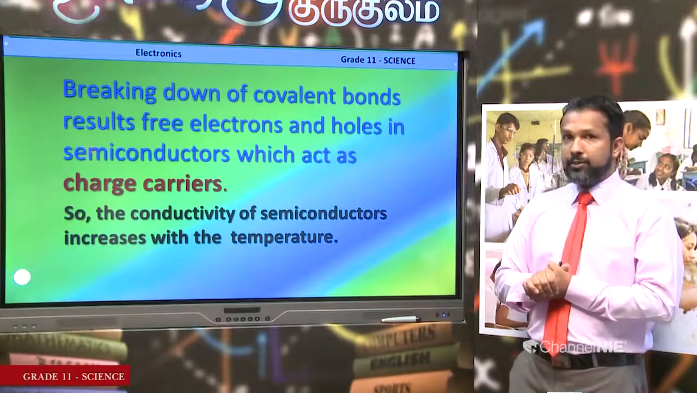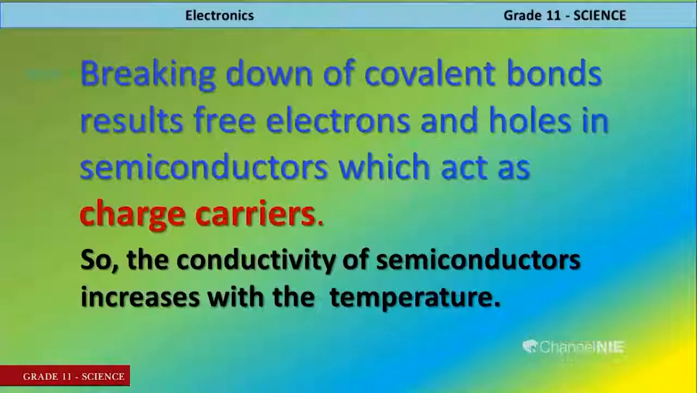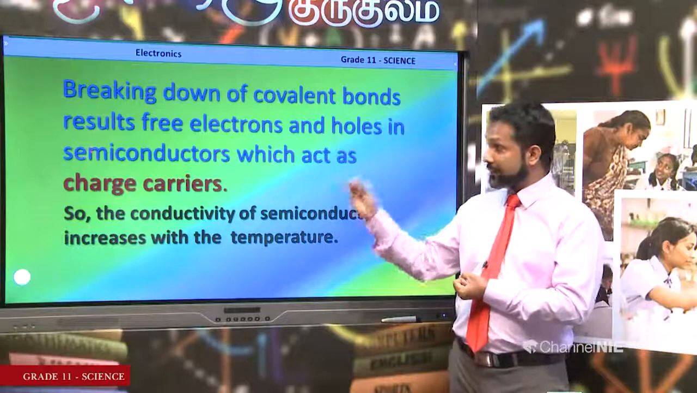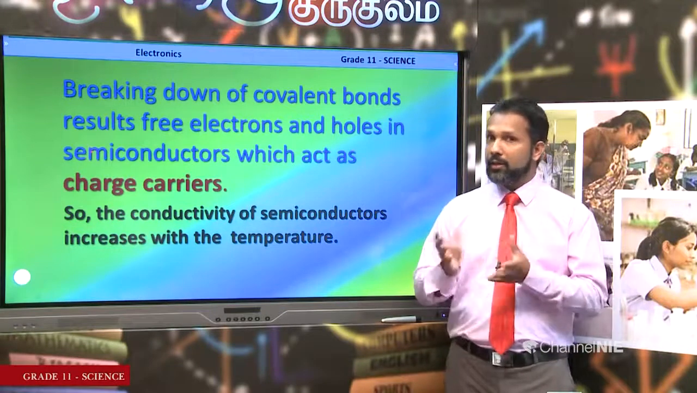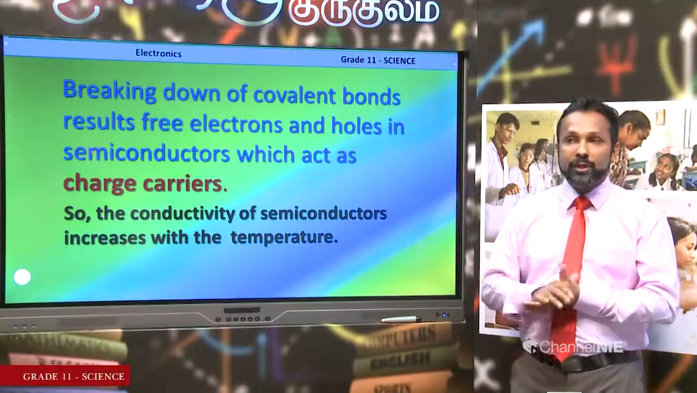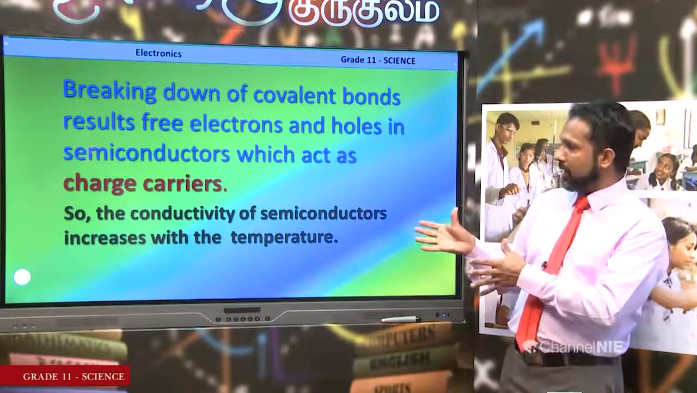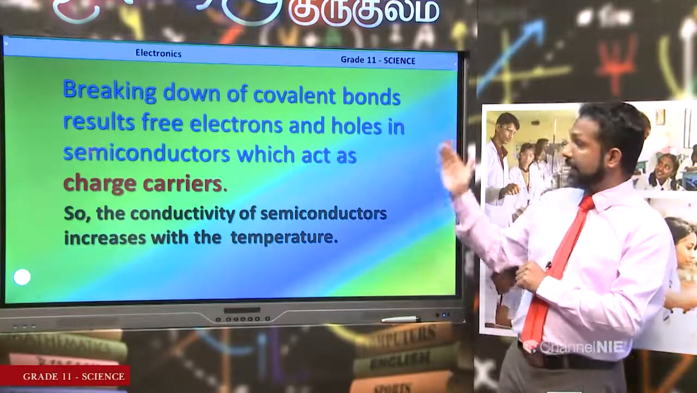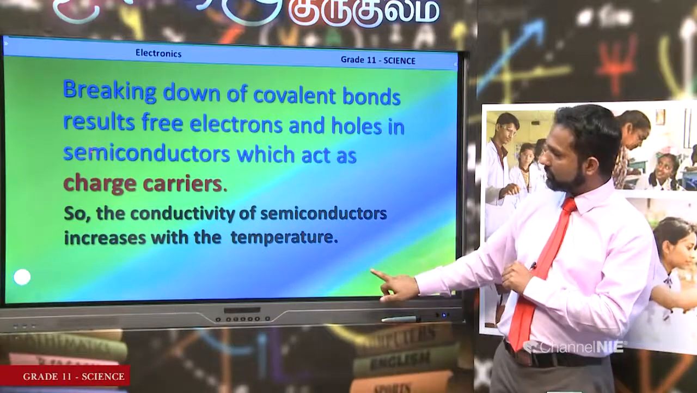Then you can understand, my dear children, breaking down of covalent bonds results in free electrons and holes in semiconductors, which act as charge carriers. You can remember, in conductors, free electrons act as the charge carriers. But in semiconductors, there are two types of charge carriers, free electrons and holes. We consider free electrons as negatively charged charge carriers and holes as positively charged charge carriers. As a result, the conductivity of semiconductors increases with the temperature, right.